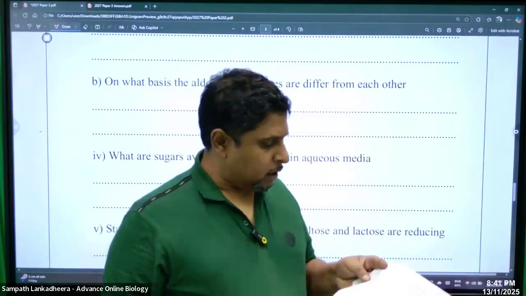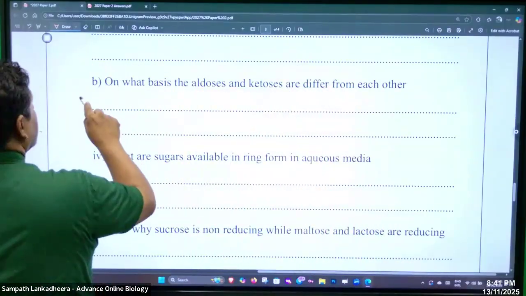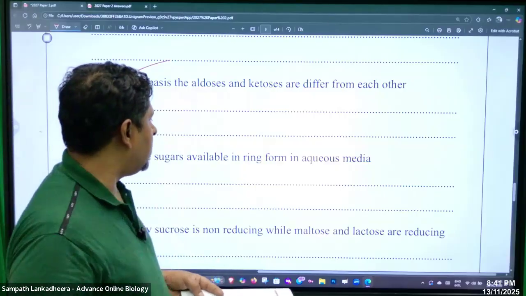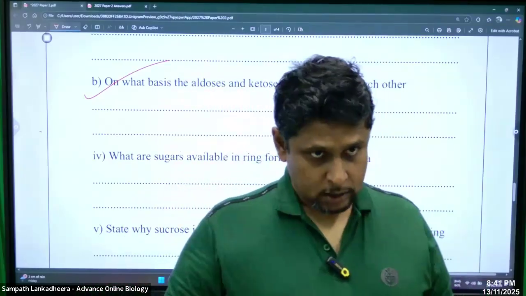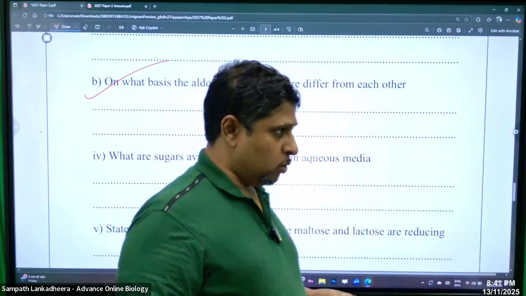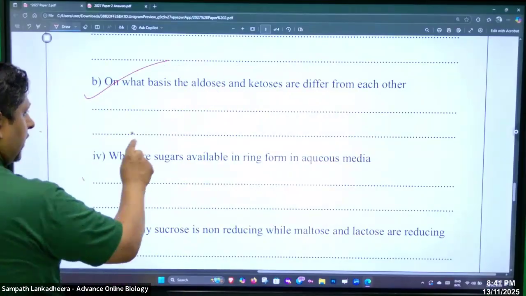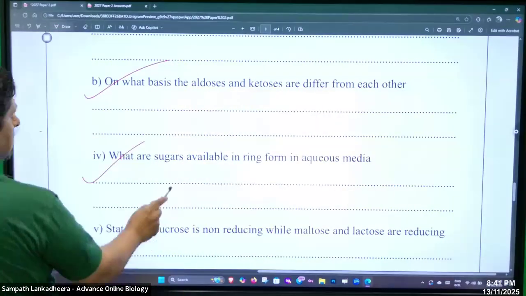And then next one, people, what are the sugars available in ring form in an aqueous medium? Glucose and fructose. We'll take that as the answer.